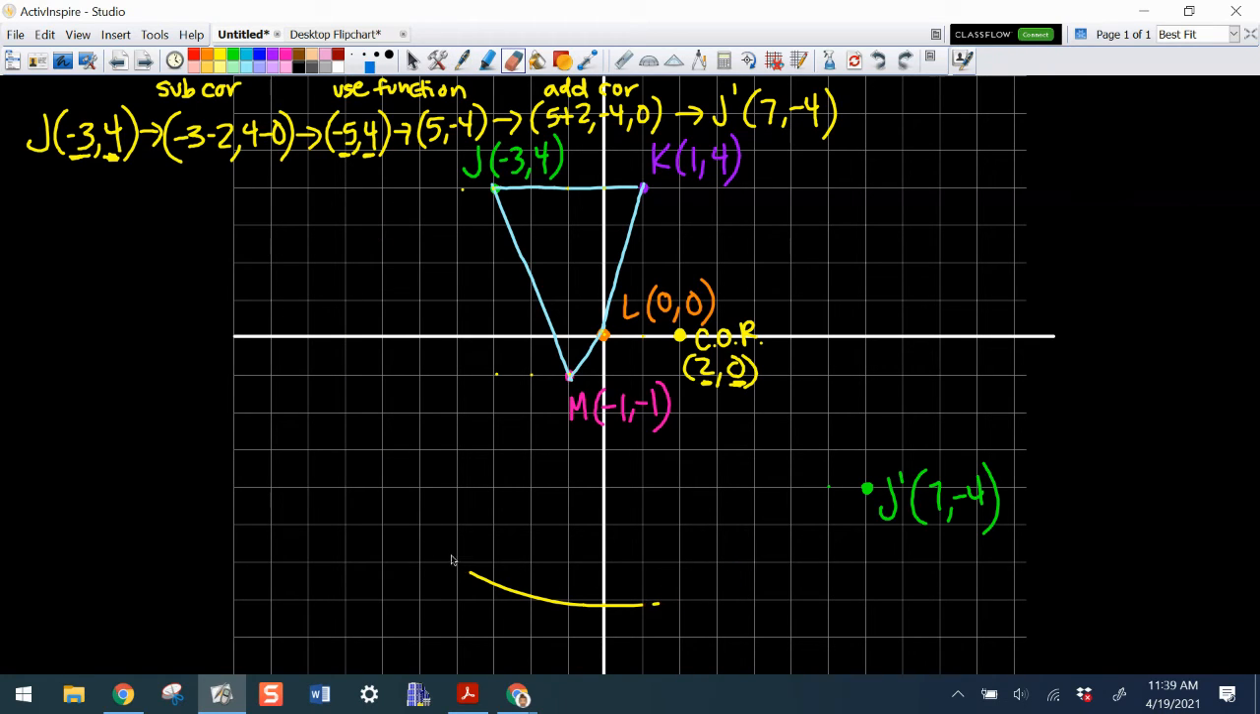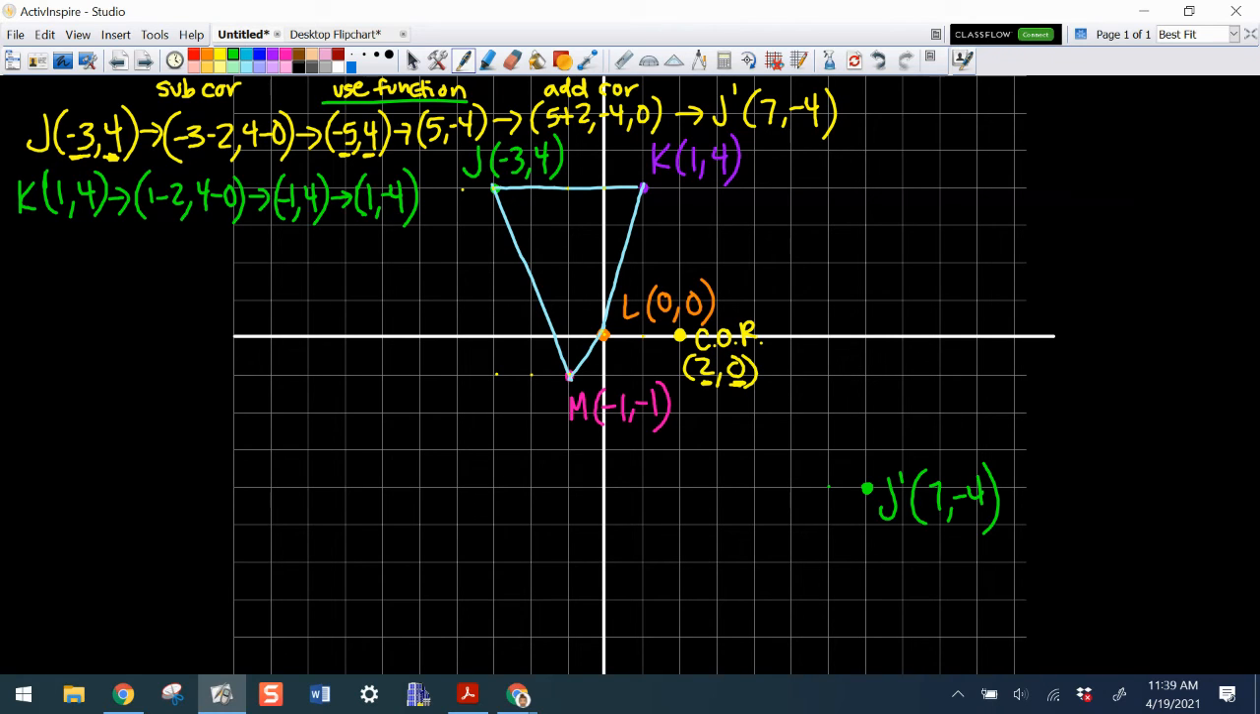Let me clean this up a little bit. Now we'll approach K the same way, although I'm probably going to run out of room. As you notice, it's quite a lengthy equation if you want to look at it that way. So K is located at 1, 4. So we're going to subtract the center. So it would be 1 take away 2, and 4 take away 0. 1 take away 2 is -1. 4 take away 0 is 4. Now we're going to use the function, which tells us to change the sign of both. It's a 180-degree rotation, so it'll be +1, -4.